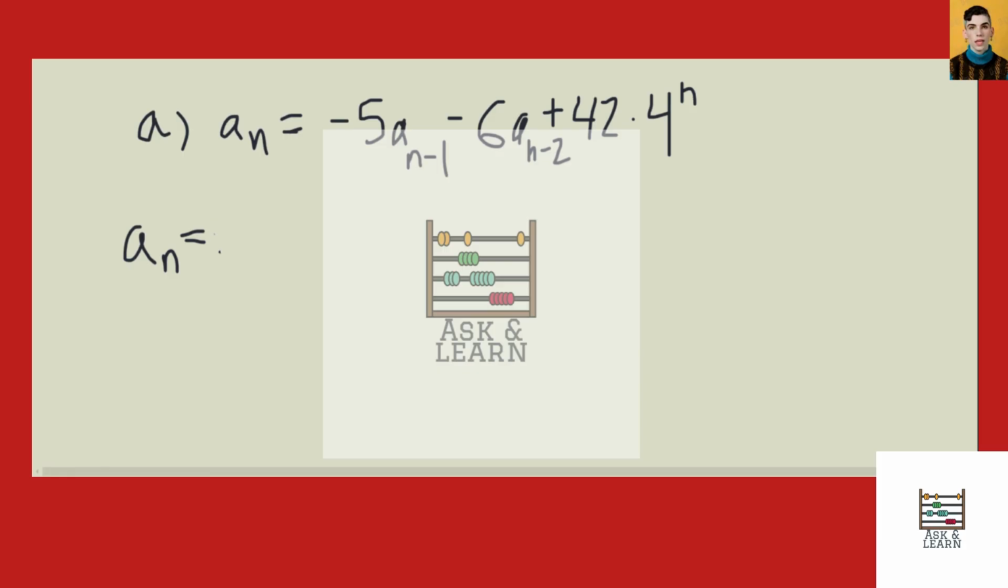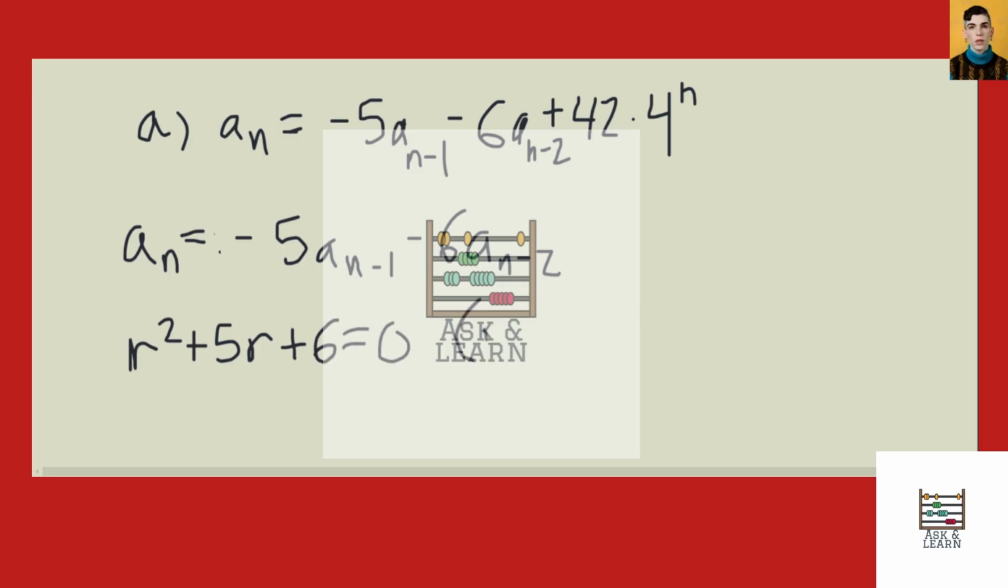The associated linear homogeneous recurrence relation is a_n = -5a_{n-1} - 6a_{n-2}, and the characteristic equation is r squared plus 5r plus 6 equals 0. This can be factored as (r + 2)(r + 3) = 0. And so we have the characteristic roots r = -2 and r = -3.